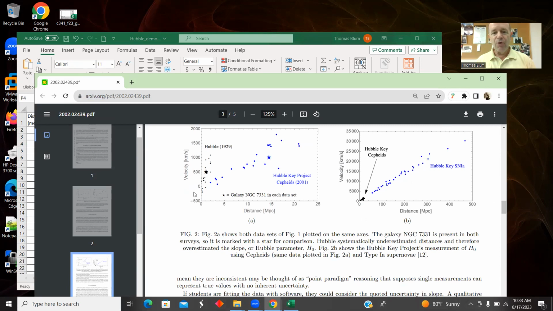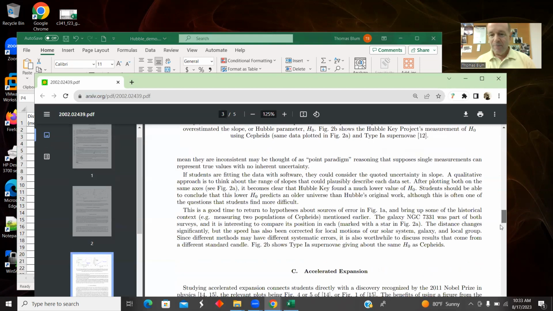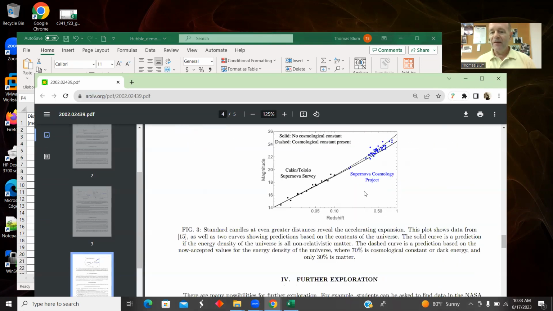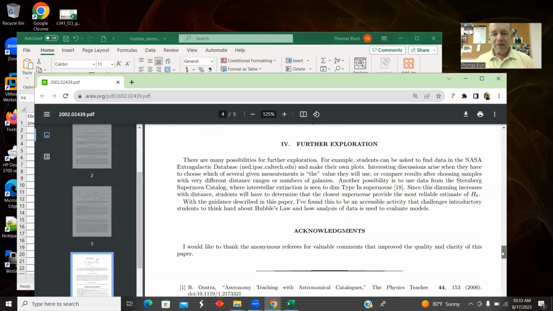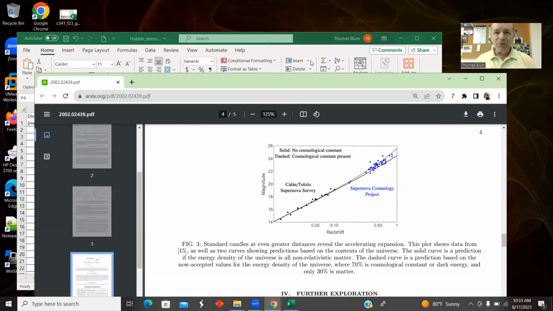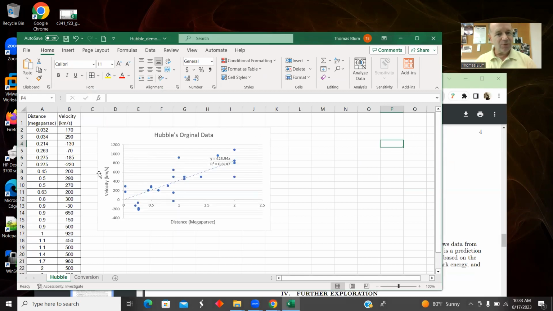And then they go on and go out farther and farther as astronomy improved. This lining up of the data gets even better. And then some slight curves in here. And so all I want to do is play around with Excel. And so we played around with Excel.